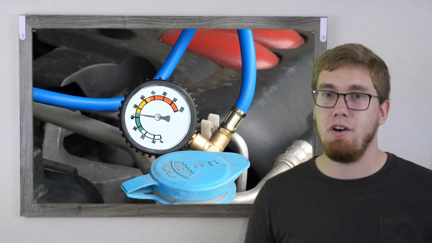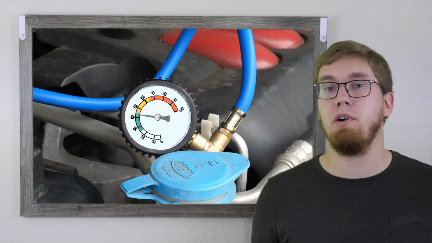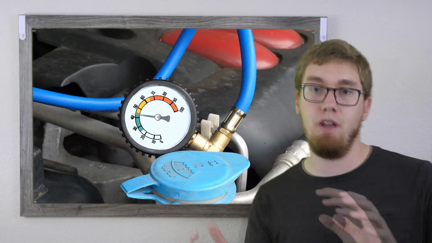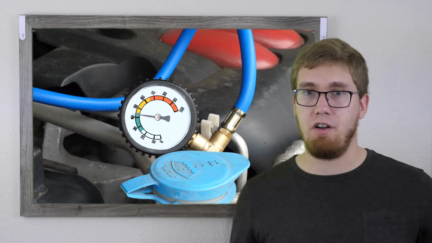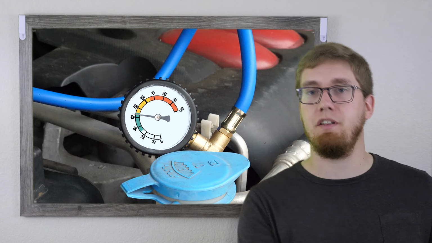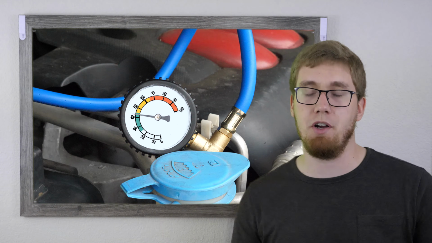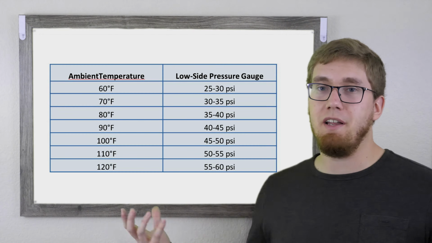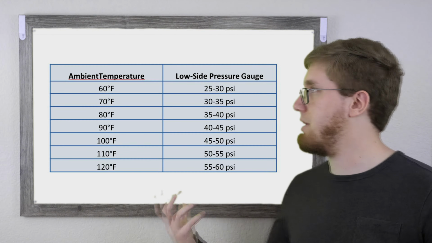Now, with the car turned on and the AC running, we should be getting a lower pressure reading than when the car was turned off, and that's because we actually have freon flowing through the expansion valve, and that's causing the pressure on that particular side of the AC system to drop. Depending on the particular temperature that day, you're going to be getting a different expected value for your pressure here.